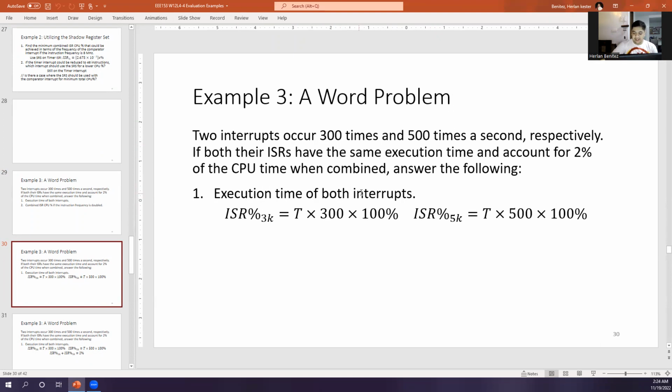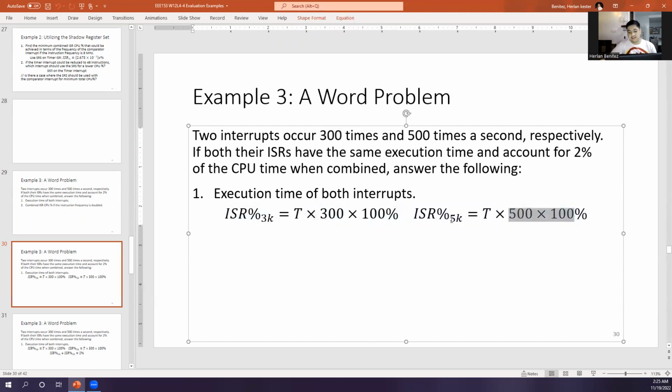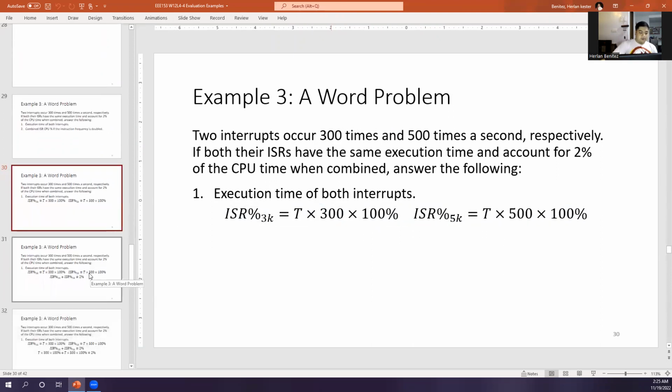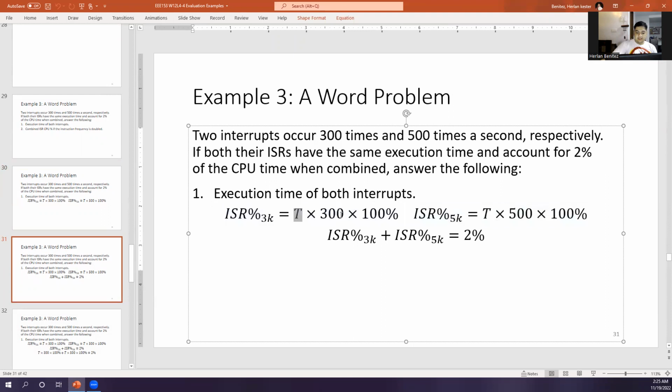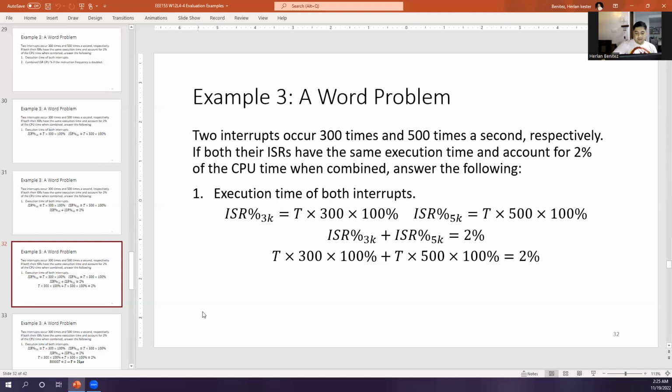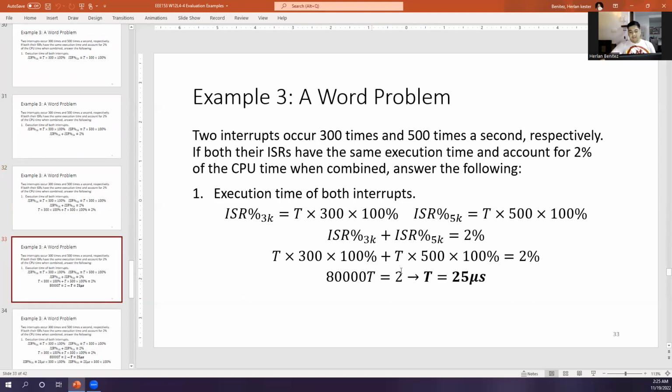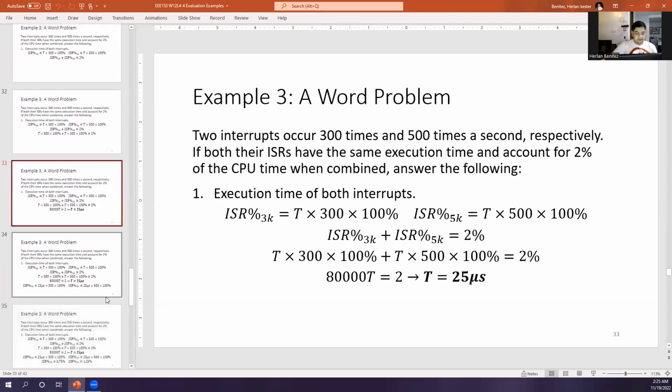So, yung execution time natin, di ba, sabi pareho. So, yung ISR percentage is T times 300 times 100 for the 300 times, and then times 500 sa 500 times. So, ang combined nila, sabi is 2% dapat. So, T times 300 plus T times 500 dapat 2%. So, isolating T, you should get that yung ating T is 25 microseconds.